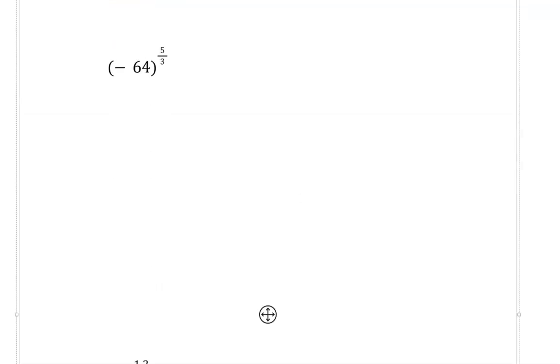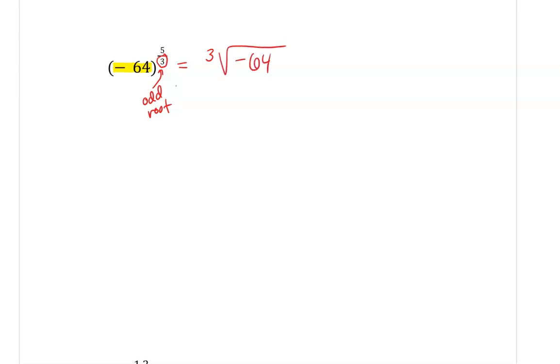Okay, so this one here, we're just going to try to evaluate if possible. So I'm evaluating a negative base, which is okay because my root, if you will, is odd. It's an odd root, so we're allowed to take odd roots of negatives. So I would think of this as the 3rd root of negative 64. I always do my roots first when I have to evaluate numerical bases, and then raise that to the 5th power. So the cube root of negative 64 is negative 4, because negative 4 times negative 4 times negative 4 equals negative 64.